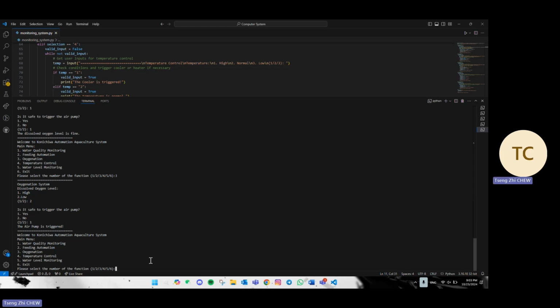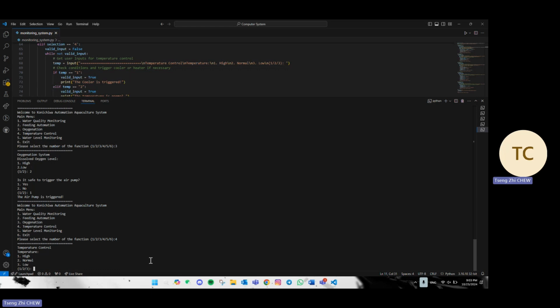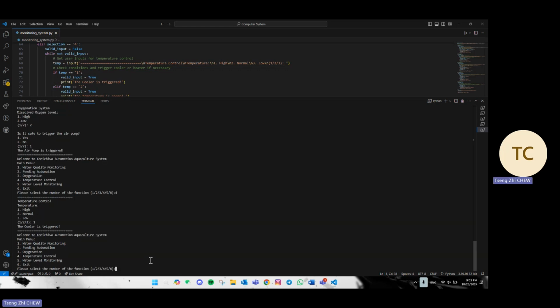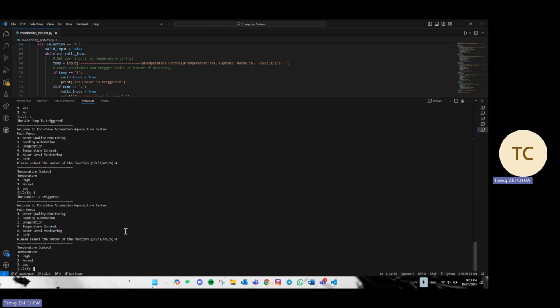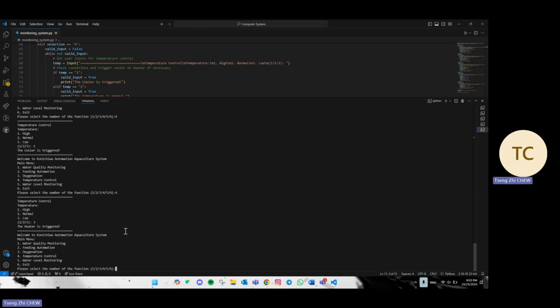And let's go to the fourth, which is the temperature control. If it is high temperature, then the cooler will be triggered to decrease the temperature. While on the other hand, when the temperature is low, then the heater will be triggered to increase the temperature.